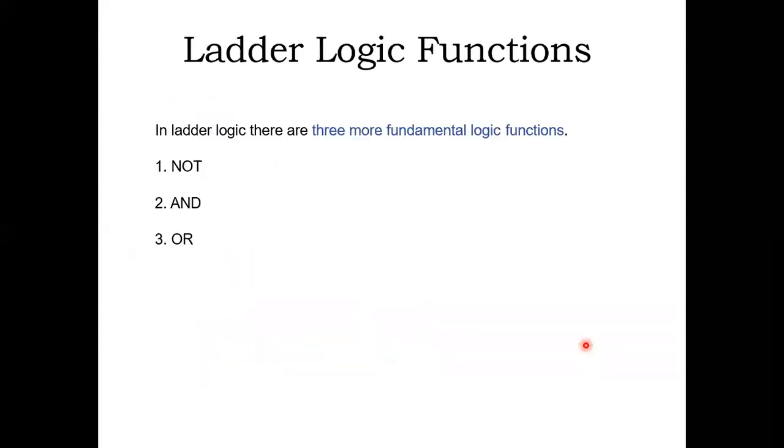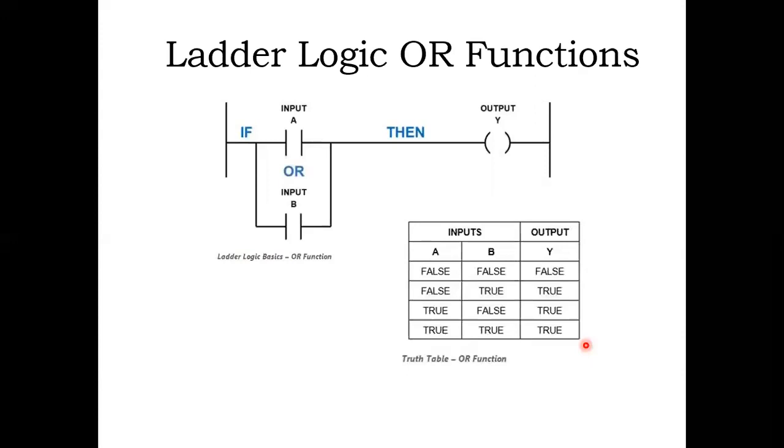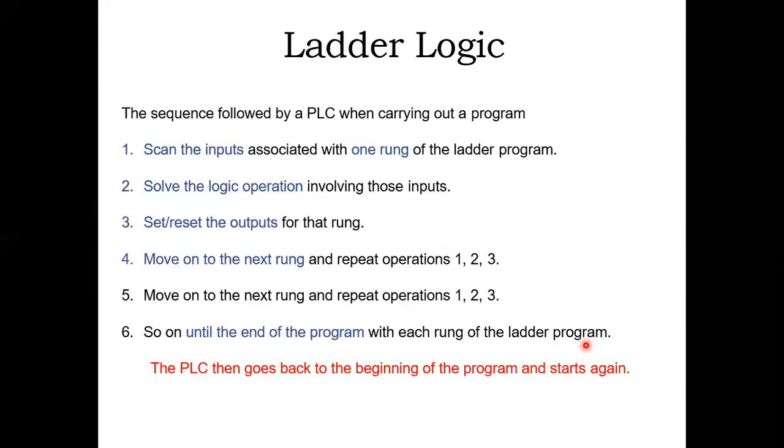So other fundamental logics are NOT, AND and OR. Here they are using if and then. That means if both the inputs are 1, that is, both the inputs are true, then only the output will be enabled. This is the concept of the AND gate. We know the AND gate logic. So the truth table is defined in these ladder functions. This is OR logic: if any one of the inputs is true, the output will be true. This is the basic logic concept, the OR logic concept used in this function.